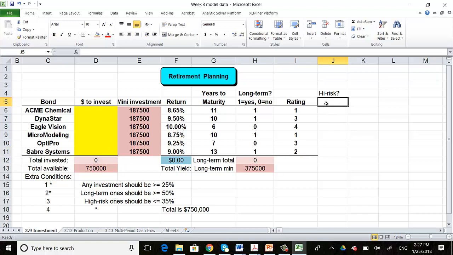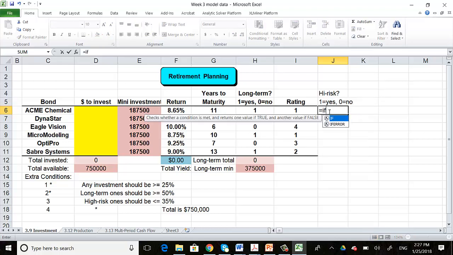Again, 1 means yes and 0 means no. And we'll use the same function again. If this rating is greater than 2, then it is a high risk. Otherwise, it's not. If yes, we'll say 1, otherwise 0.